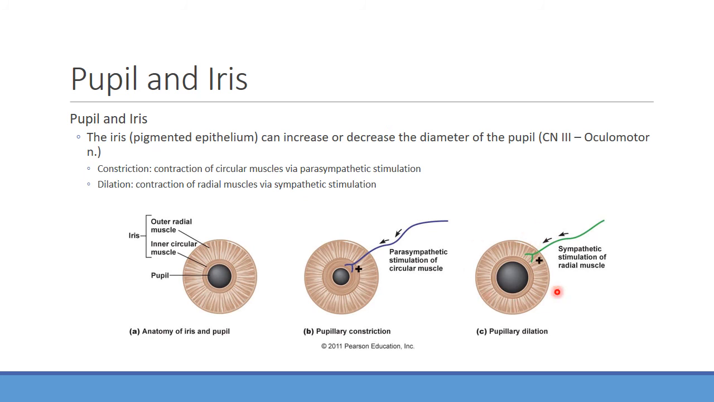This would be called mydriasis, when you open up the pupils to allow as much light in as possible. Okay, and of course you can be anywhere in between. But if you ever see someone who has overdosed on amphetamines or cocaine, if you look at their pupils, they're usually very wide open, right? They have very, very large pupils. They look like saucers almost because they're having so much sympathetic stimulation. Their pupils are completely opened up. So again, different nervous systems are responsible for either constricting or dilating.